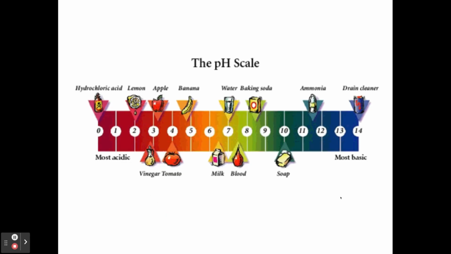And so here is a pH scale with several different substances so we can see. Pure water should be neutral. Things like baking soda, ammonia, drain cleaner, higher than 7, those are basic. Things that are lower than 7 are going to be acidic. So we can see vinegar, tomato, lemon, hydrochloric acid.